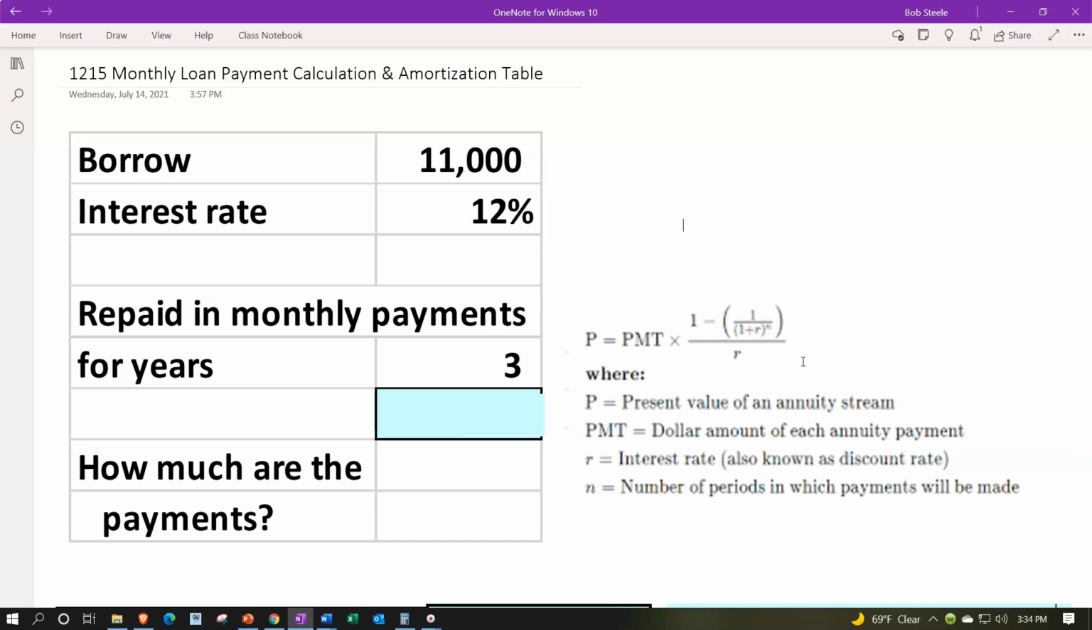We do this problem in Excel, so if you want to work it in there as well, you can. So we have then the borrowing. We're going to imagine we're going to borrow the $11,000. The interest rate we're going to imagine to be 12%.